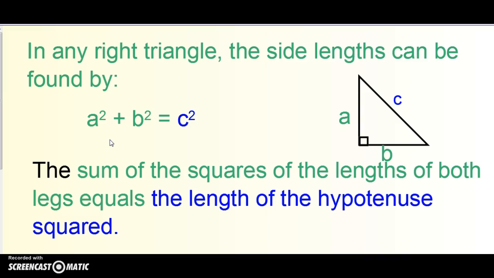That's the relationship. So the Pythagorean theorem is the sum of the squares of each leg equals the length of the hypotenuse squared. This right here is the Pythagorean theorem. So you would say a squared plus b squared equals c squared. So you'd say each leg squared and added together equals the hypotenuse squared.